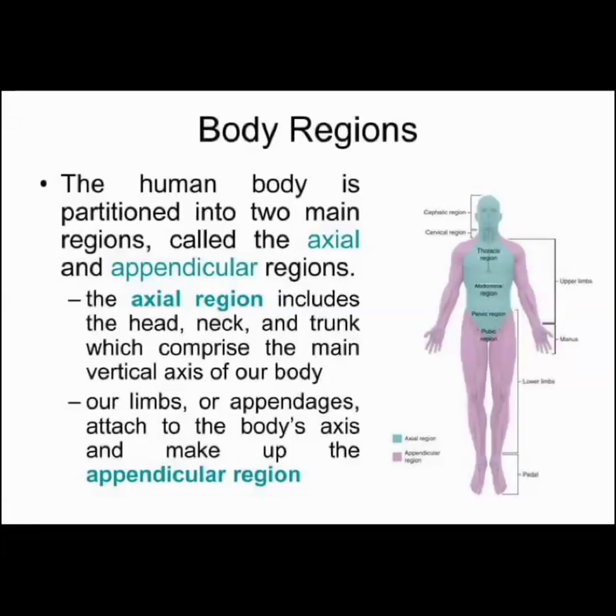Axial regions include head, neck, and trunk. So head, neck, and trunk is known as the axial region of the body, and the appendicular means which is related to these three regions are known as the appendicular. So this includes the upper limbs and lower limbs.